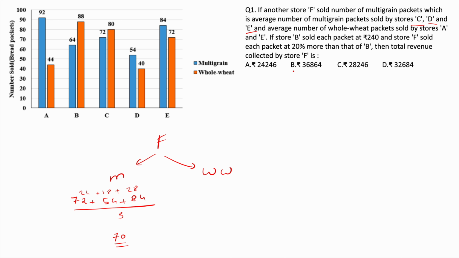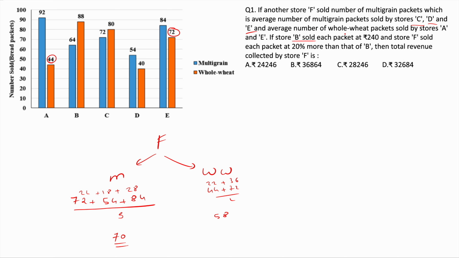And the whole wheat packs sold by the store F will be the average of the whole wheat sold by A and E. A, the whole wheat is 44 in number, E, the whole wheat is 72 in number. Their average is 44 plus 72 divided by 2, or 22 plus 36. That makes it what, 58?